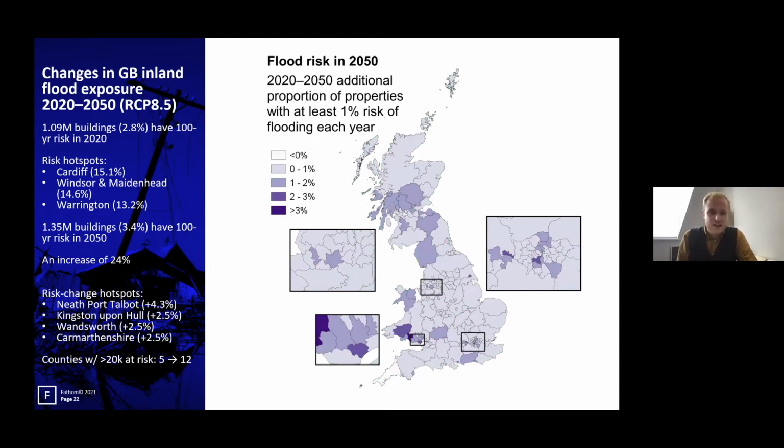Today, there are 5 counties or unitary authorities that have more than 20,000 properties at risk of 100-year flooding. By 2050, we project an additional 7 counties will join that tally. You can see that the changes are most acute towards the west of the country, which is consistent with where James showed us intensifying extreme rainfall.